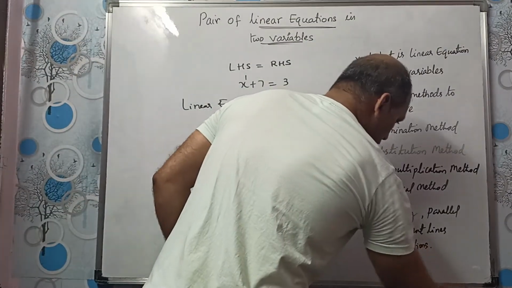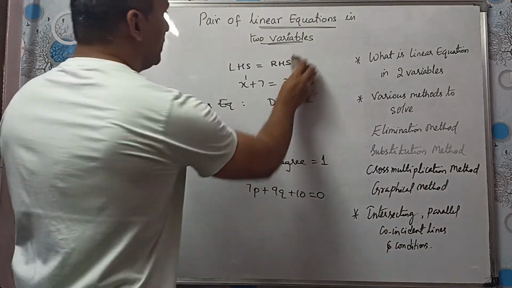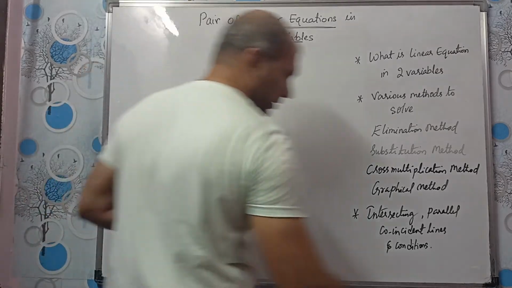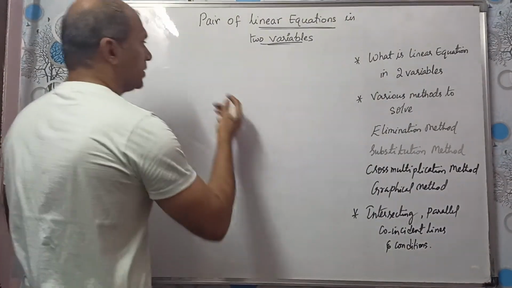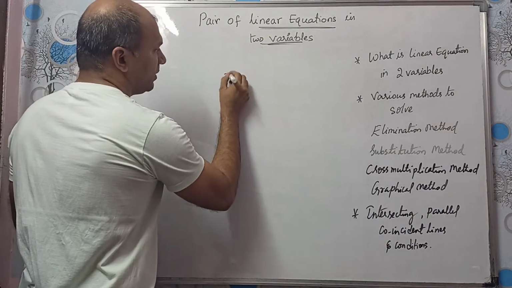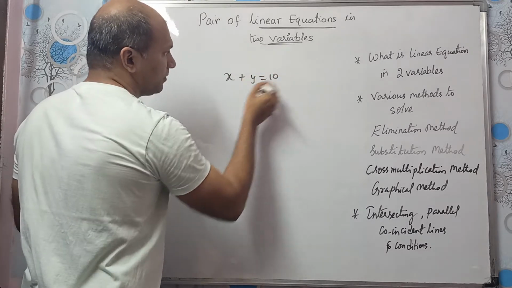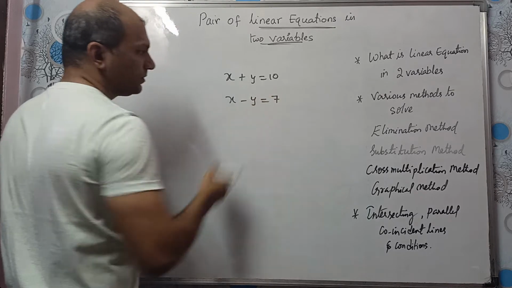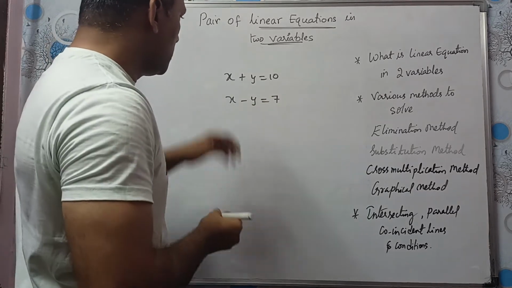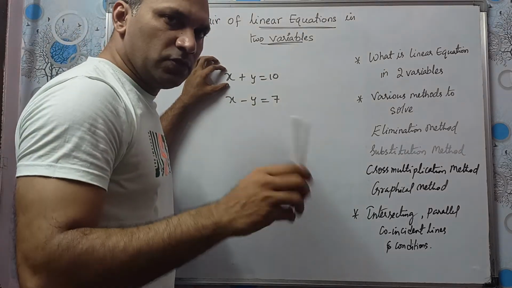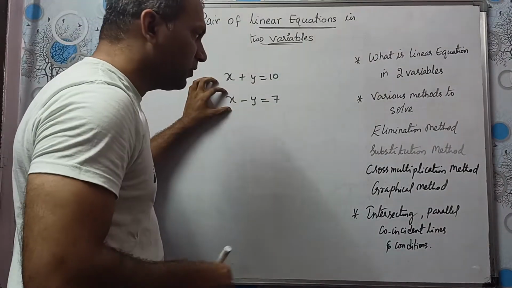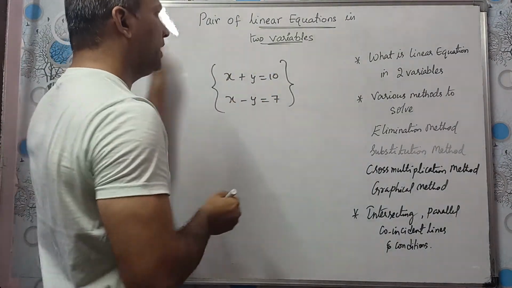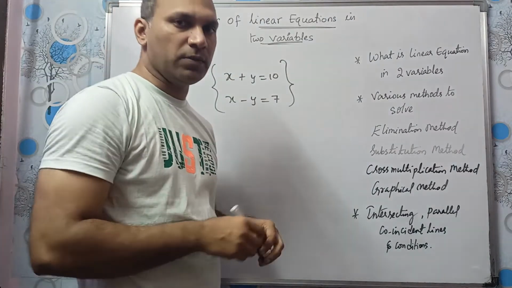Alright. Now what do we mean by pair of linear equations? Pair means we'll have two equations. Okay, we have two equations. Like for example, let us say we have x plus y is equal to 10 and x minus y is equal to, let us take 7. Okay, so this is a linear equation in two variables. This is also a linear equation in two variables. This two are called as pair of linear equations in two variables.